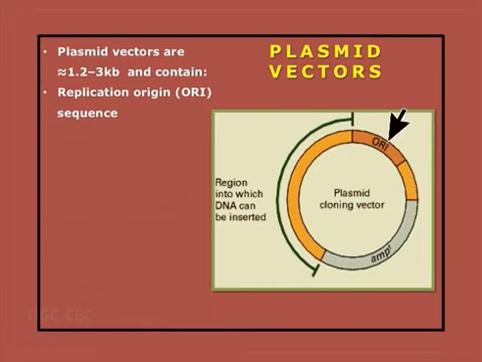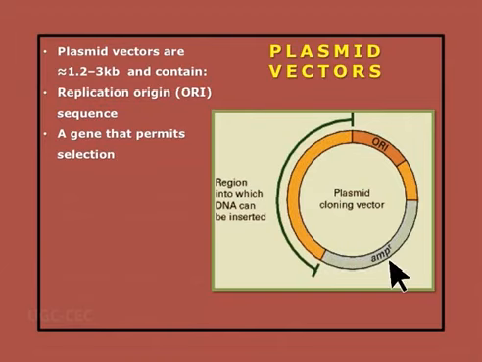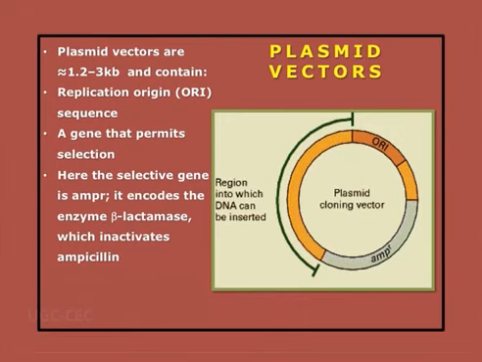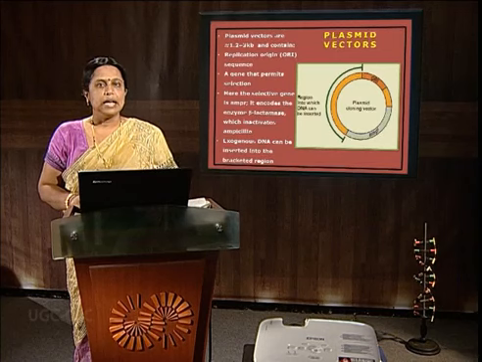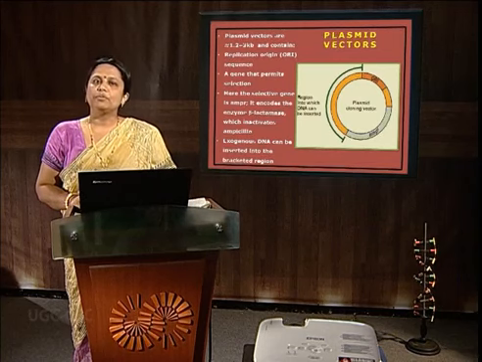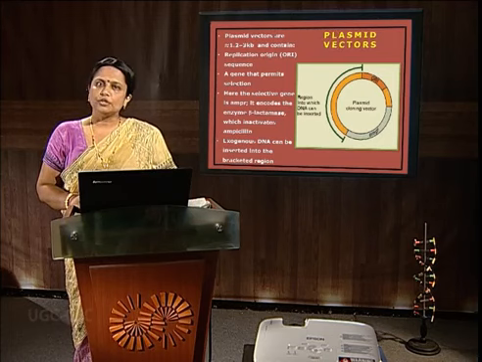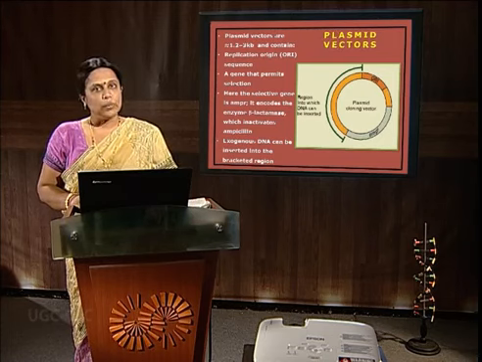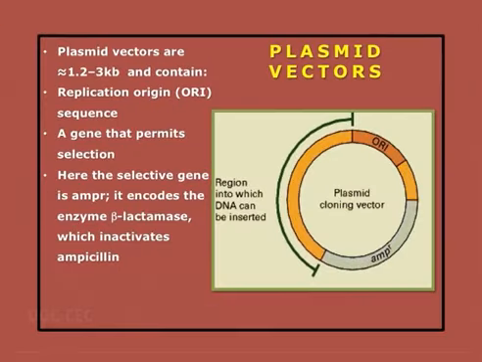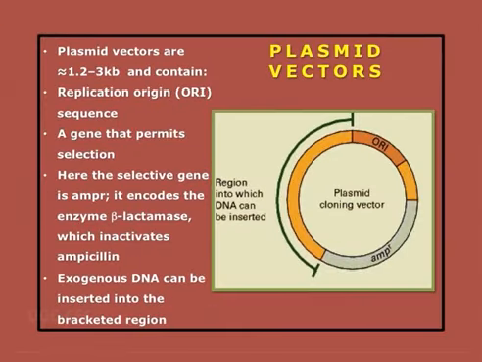It contains an origin of replication, a gene that permits its selection. Herein, that gene is ampicillin resistance gene, which codes for an enzyme called beta-lactamase, which cleaves the beta-lactam ring of the ampicillin antibiotic, as a result of which the bacteria that procures the plasmid becomes resistant towards ampicillin, and this is the way to select the plasmid. And there is exogenous DNA that can be inserted into the bracketed region. You can see here, this is the place wherein the exogenous DNA can be introduced.